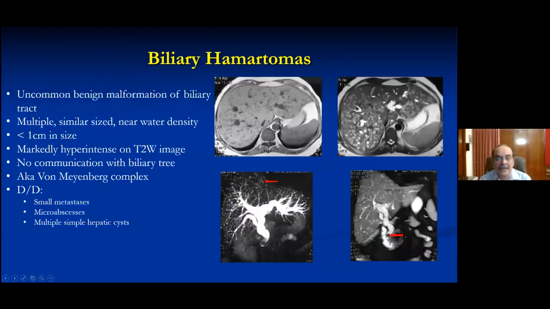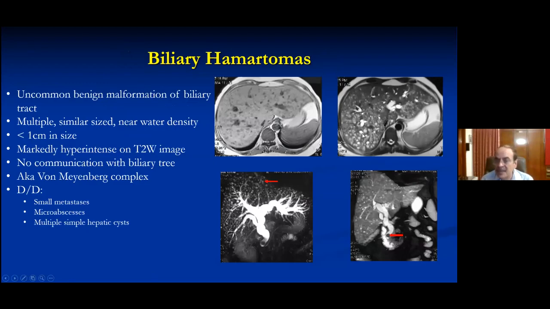Moving on to biliary hamartomas. Biliary hamartomas are relatively rare benign lesions. They arise from the biliary epithelium, but they do not communicate with the biliary tree. The hallmark of this lesion on imaging is that they are very bright on T2. They are multiple, they are numerous. When they are seen, they virtually stud the entire liver.